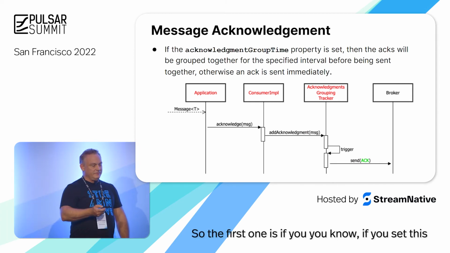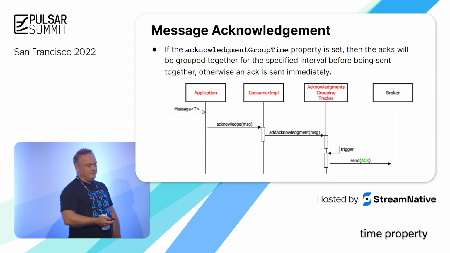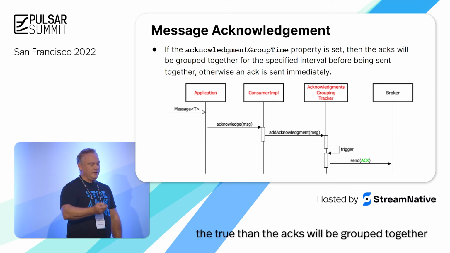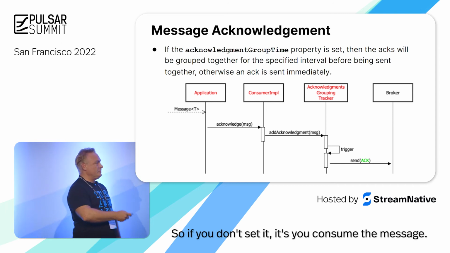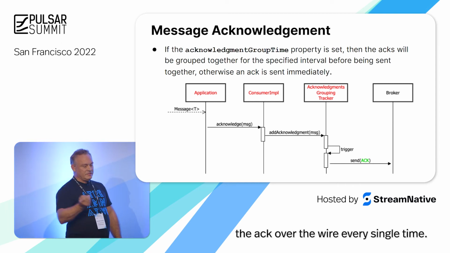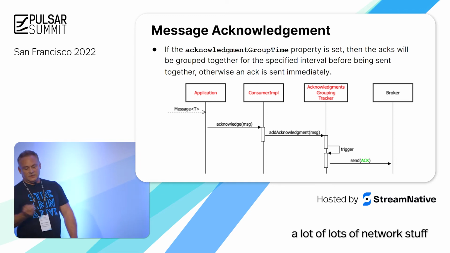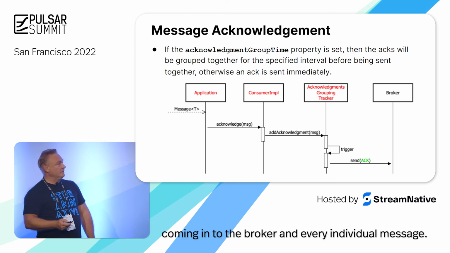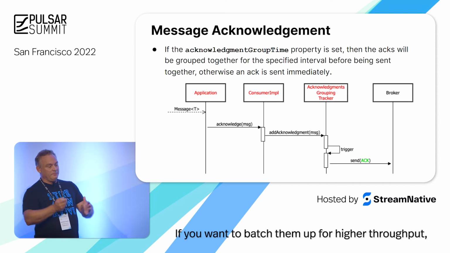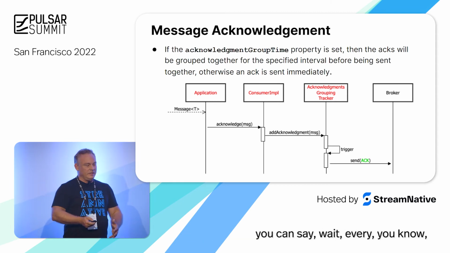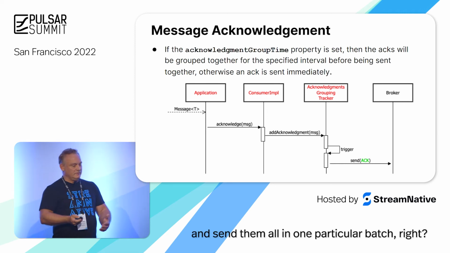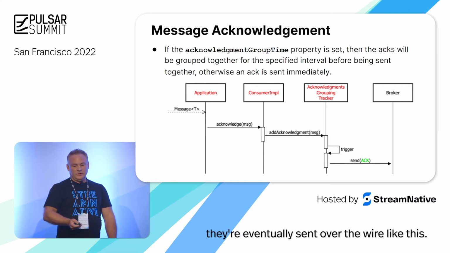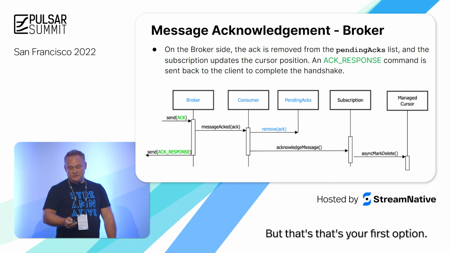So the first one is if you set this time property to true, then the Acks will be grouped together at a specified interval. So if you don't set it, you consume the message, you Ack them as soon as you send the Ack over the wire every single time, so you can have lots of message data, lots of network stuff coming in to the broker in every individual message. If you want to batch them up for higher throughput, you can say wait every 1 second, 5 seconds, 10 seconds, and send them all in one particular batch, right? Either way, they're eventually sent over the wire like this. But that's your first option you can control in that behavior.